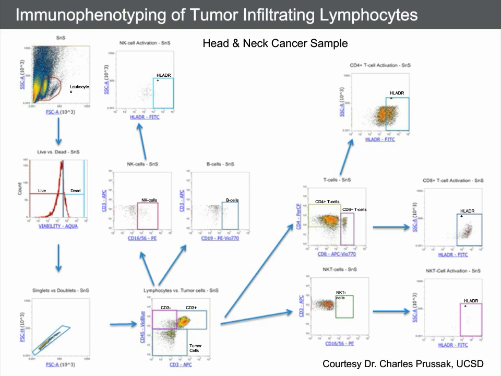So in this case, not only the speed, but the ability to look at many different markers is very beneficial for interrogating the impact of immunotherapies on tumor-infiltrating lymphocytes.